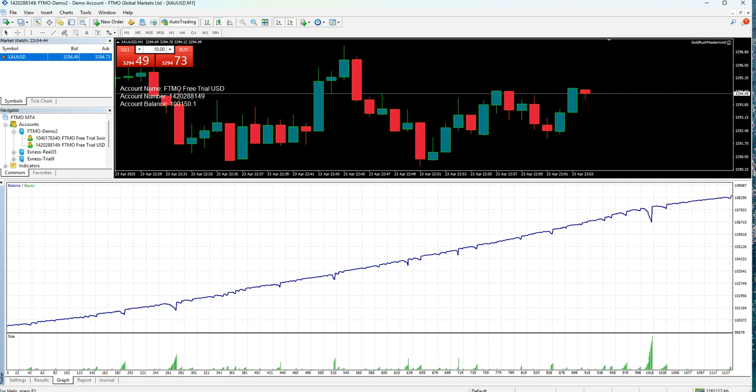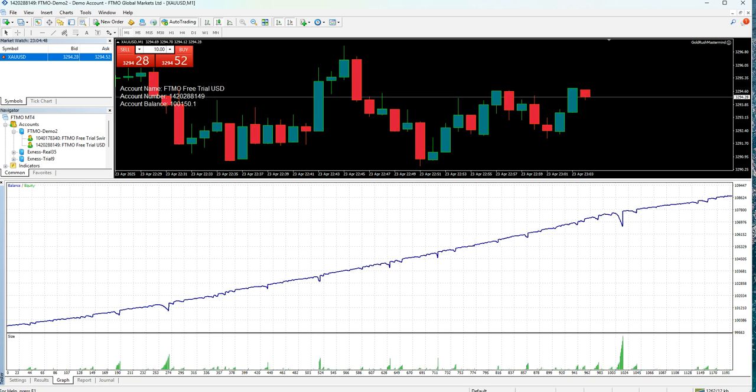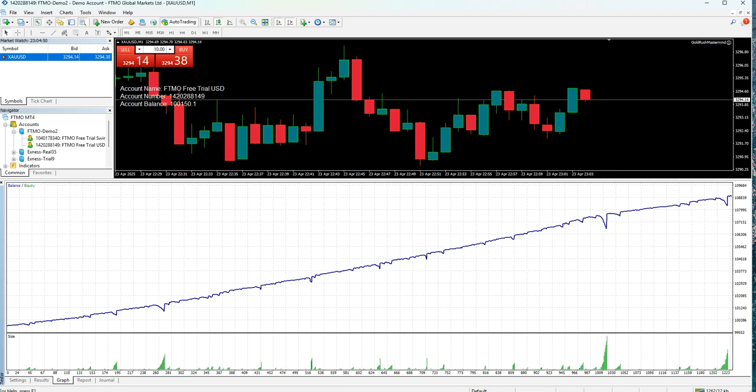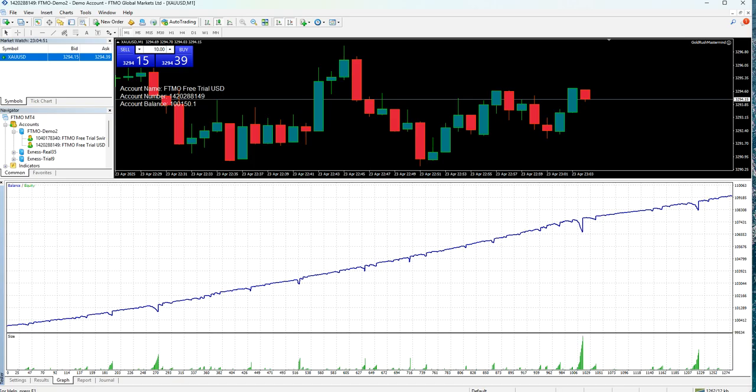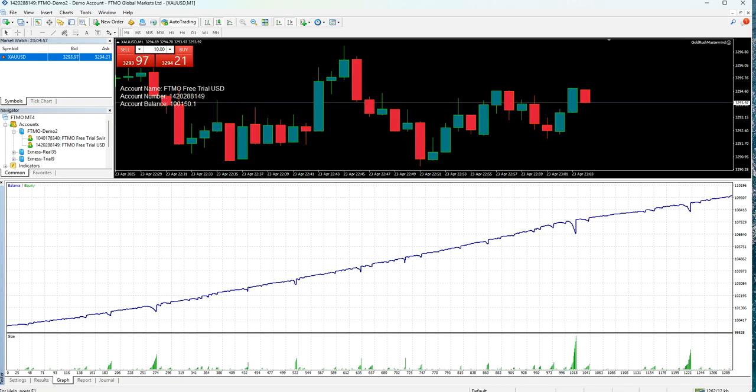9,000. 9,000 crossed, and let us pause the year after a few minutes and see the max drawdown. So 10,000 crossed. It has passed FTMO challenge.